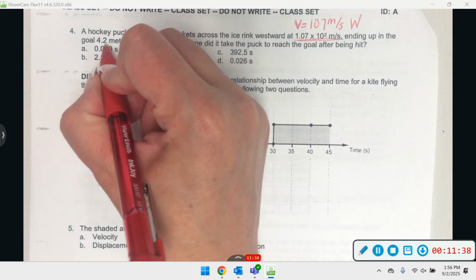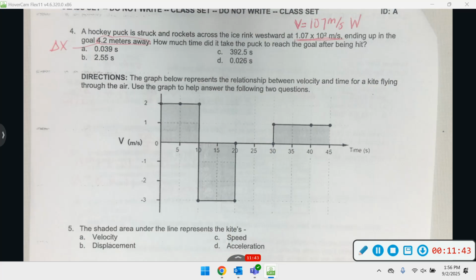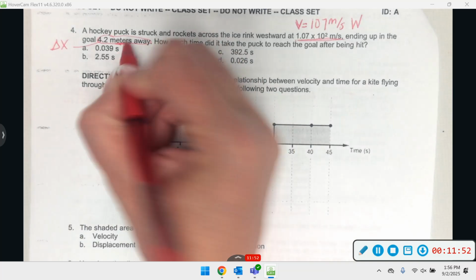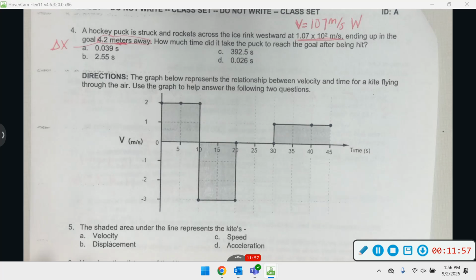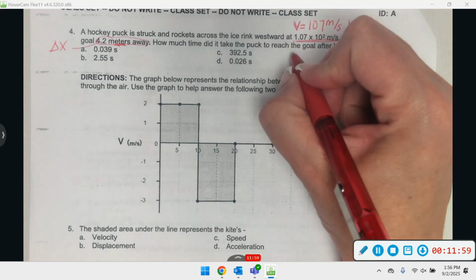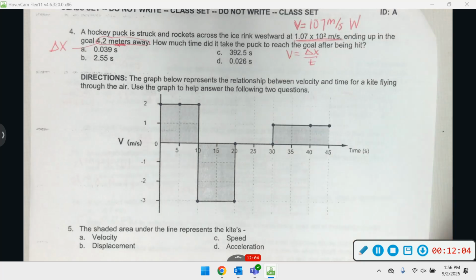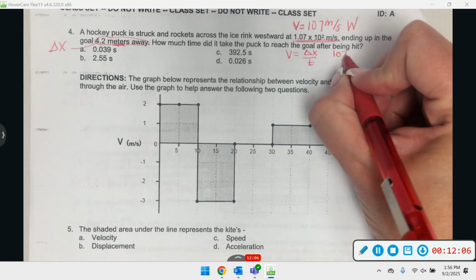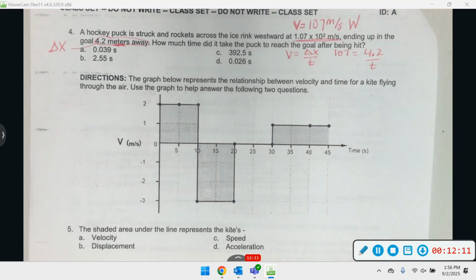Then they give me a displacement right here, 4.2 meters away. So there is my delta x. Okay, and then it wants to know how much time it took. So again, before you do the math, make sure your units are consistent. This is meters per second. We're good. There's no conversion needed. Okay, going back to my equation, I have velocity is displacement over time. If I substitute in, that becomes 107 equals 4.2 over t.